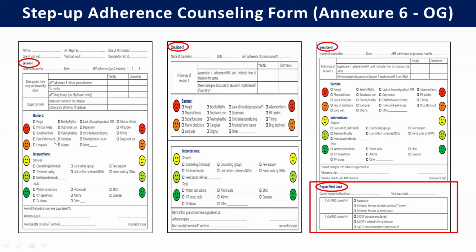So once the barrier is found and documented, then we have to do the counseling. Suppose the patient has stigma issues and the ART timing coincides with his office-going time. We have to change the timing. We have to give them solutions for any issues the patient is facing. Suppose it is because of an adverse effect of the drug. Then the counselor has to inform the MO that this is the adverse effect because of which the patient is not taking the drugs.